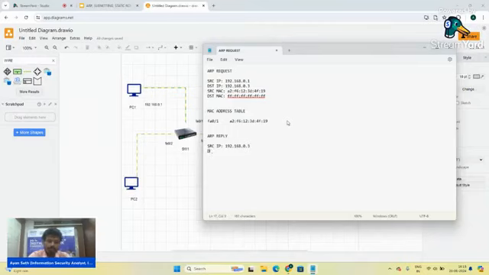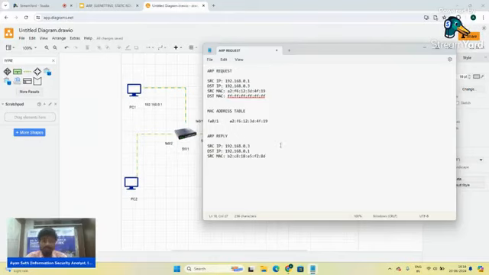Destination IP will be the IP address of PC1. Source MAC will be the MAC address of PC3. For instance, I'm just taking an arbitrary example, CH18 and then E5 F2 and 8D. Okay, this is an arbitrary example.